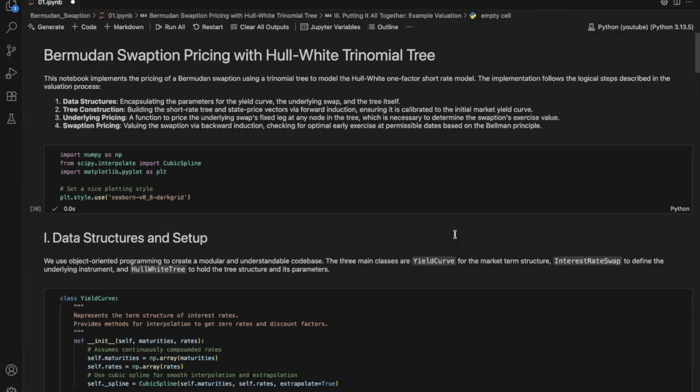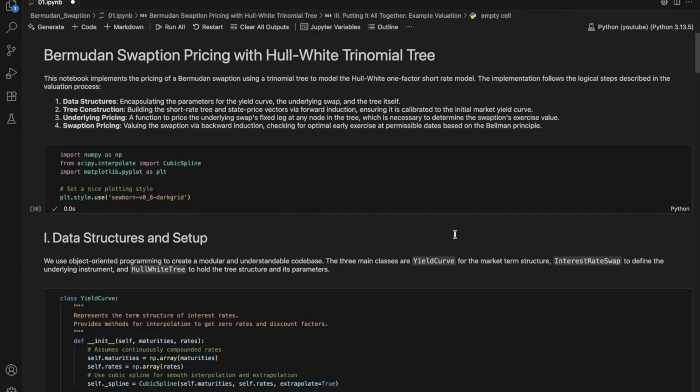The valuation of a Bermudan swaption using a one-factor Hull-White model on a trinomial tree represents a cornerstone technique in the quantitative finance field. The final price obtained is the culmination of a sophisticated process that integrates financial theory, stochastic modeling, and numerical methods. However, the single numerical result is less important than a nuanced understanding of the model's behavior, its inherent limitations, and the pathways to more advanced approaches.